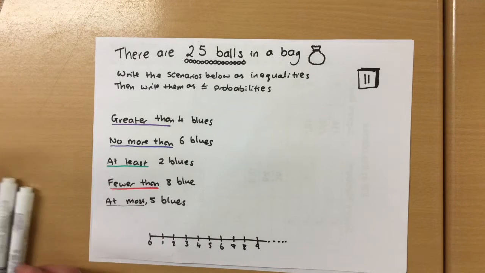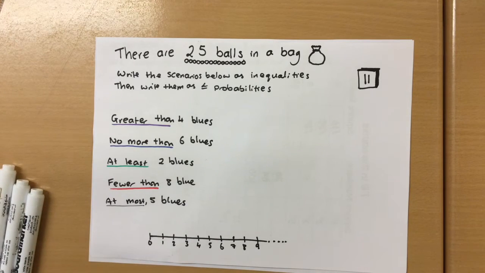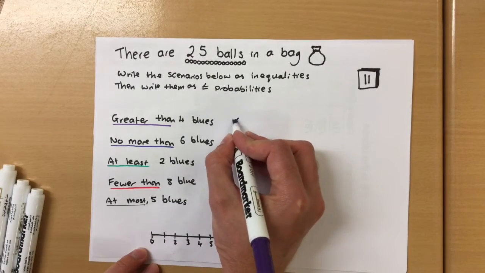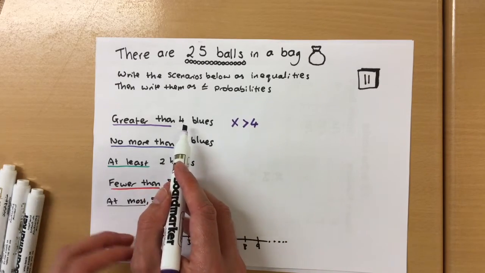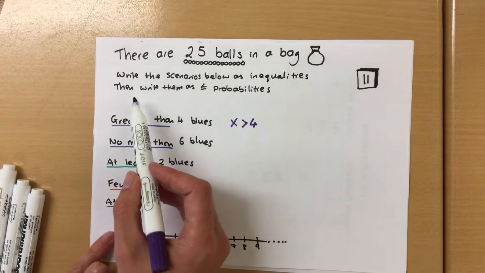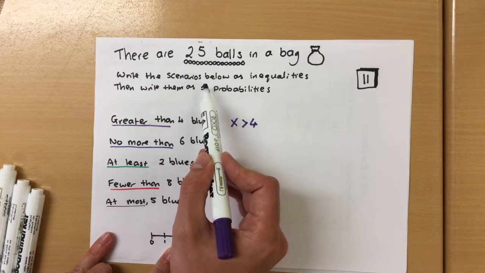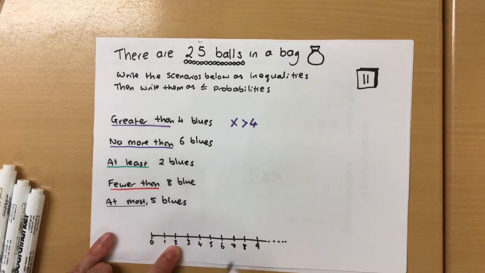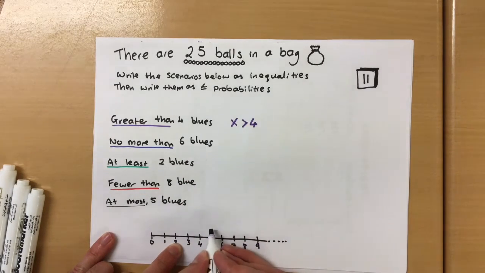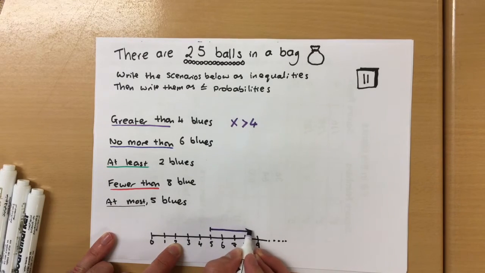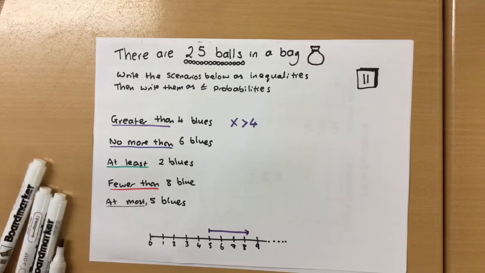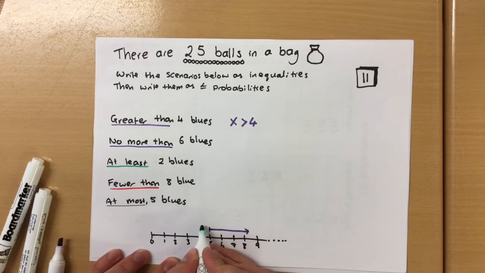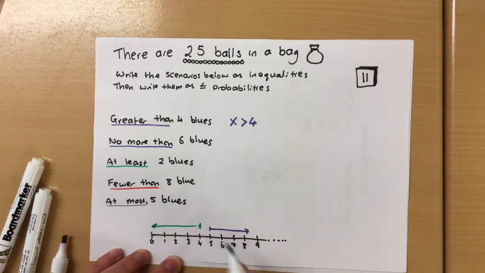So, for example, the first one, greater than 4 blues, you write as x is greater than 4. So think about greater than 4, it means it doesn't include 4 itself. Then it says write them as a less than or equal to probability. So this means greater than 4 would mean everything from 5 upwards. We're actually looking at things going this direction, which would be all of that.